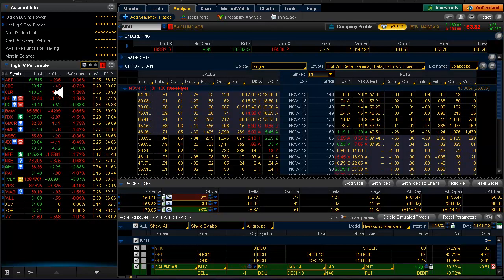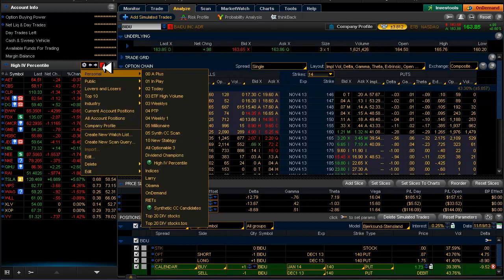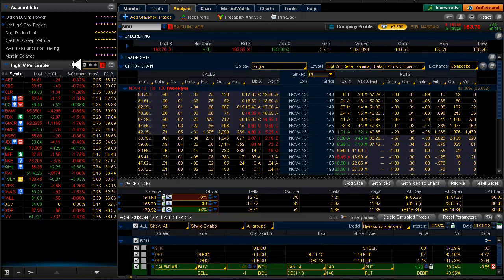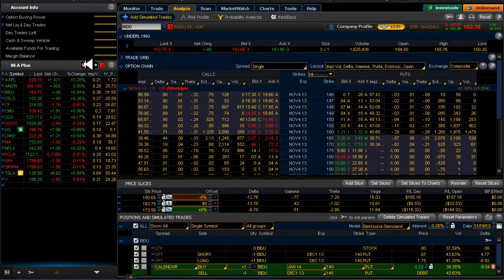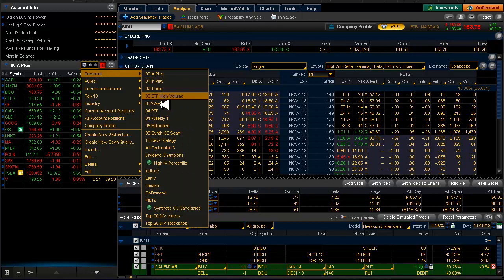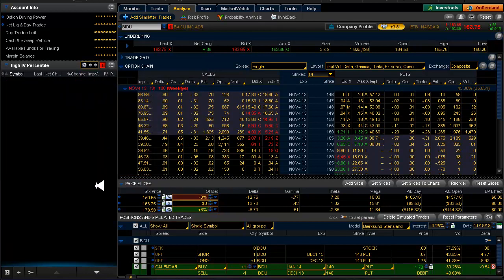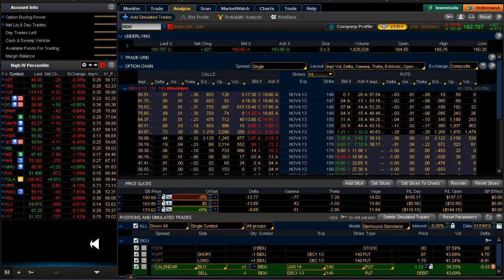Every time you open it up, you can't just leave it open. I think you have to actually close it, like go to another watch list and then bring it in and open it up again. It's going to run this scan. Let's see. If we go here to A+, and then we go back here to high IV percentile, yes, it runs the scan again. So this is a dynamic list.